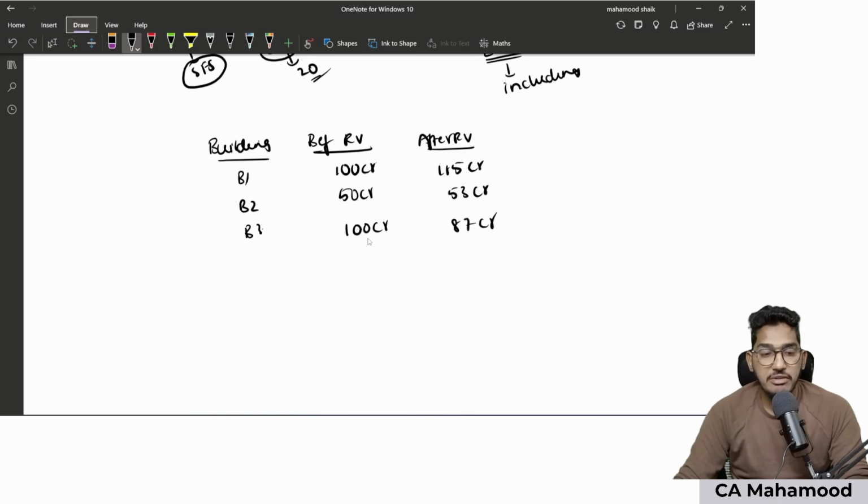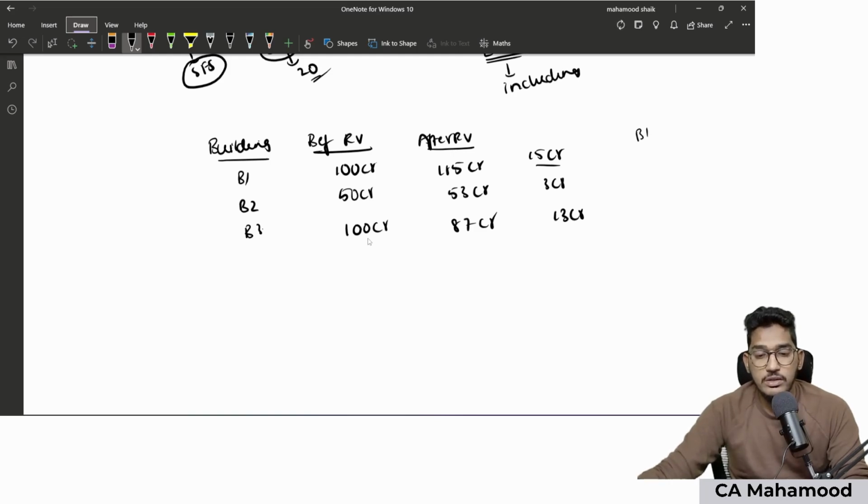Now you tell me for which asset I need to mention the amount of revaluation. Will you say here, sir, here change is 15 crores, more than 10% before revaluation. 10% is 10 crores only. Revaluation is more than 10% here. Here only 3 crores of revaluation, less than 10%. Here 13 crores of difference of revaluation, which is also more than 10%.